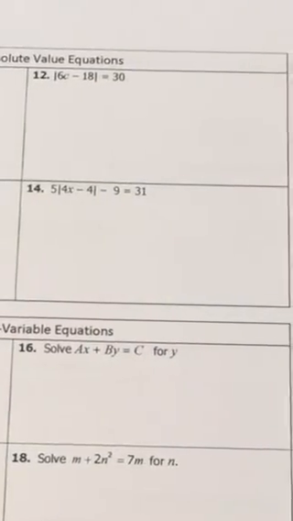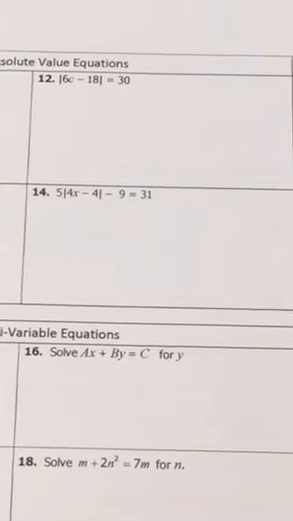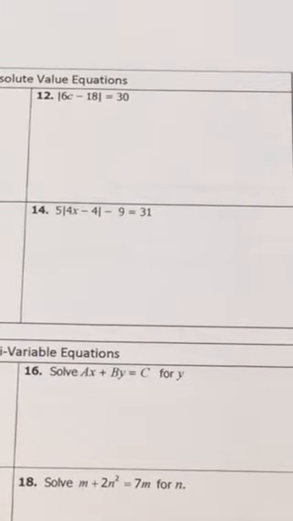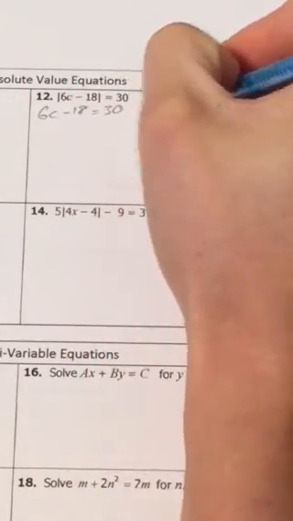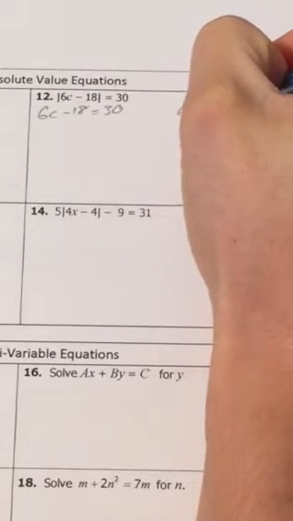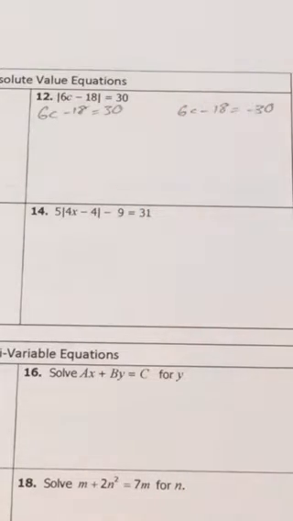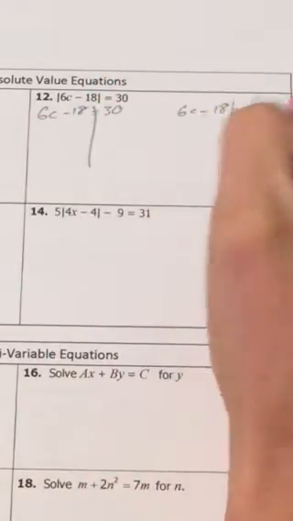All right, so this is for the honors class real quick, but pretty much when you're solving absolute values, you just want to get them isolated by themselves and then make two equations. So you have 6c minus 18 equals 30, or 6c minus 18 equals negative 30. I'm going to solve both of these, so I'm going to have two answers.